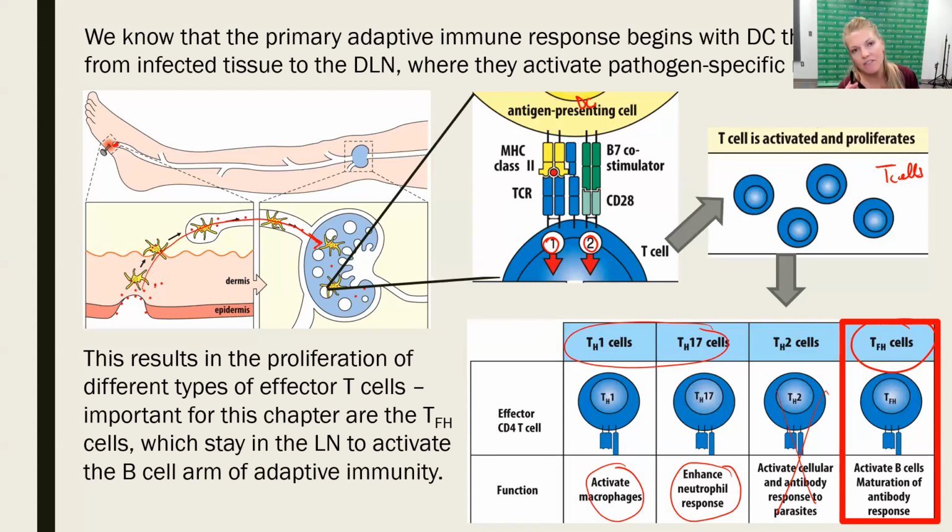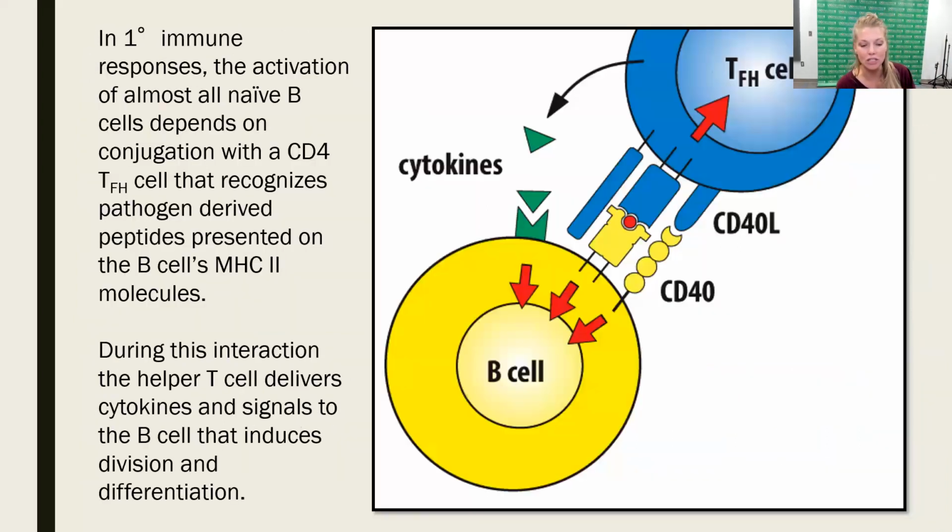But the T follicular helper cells are going to be retained in the lymph node because they are the cells that will then interact with the B cells to drive the humoral response of adaptive immunity. So let's follow these T follicular helper cells where they go into the B cell zone of the lymph node.